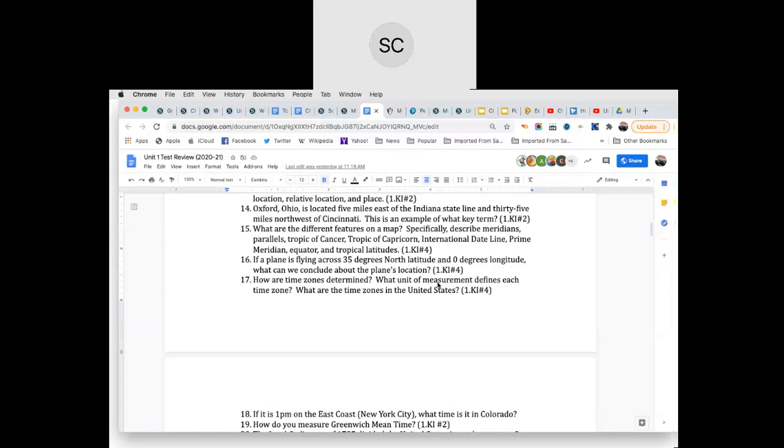What are the time zones in the U.S.? Well, we just know the main contiguous U.S. time zones. So West Coast time zone, then as you move east, you go to Mountain, then Central, then Eastern time zone. Those are the time zones that you'll have to know for the test.